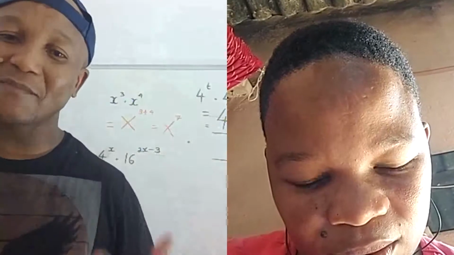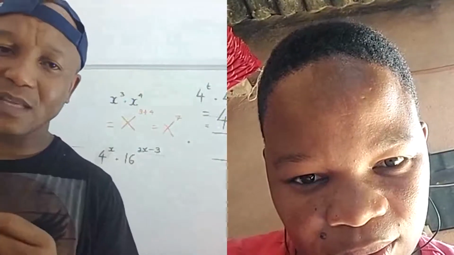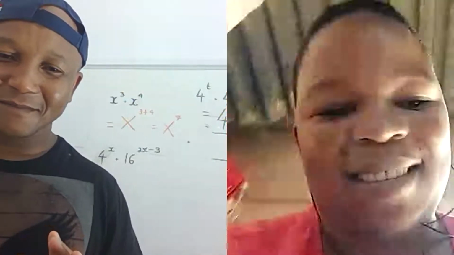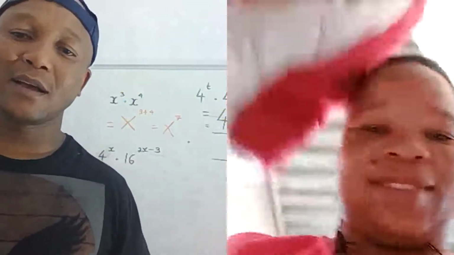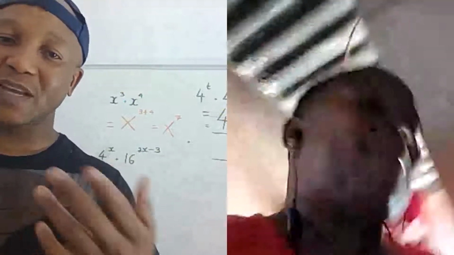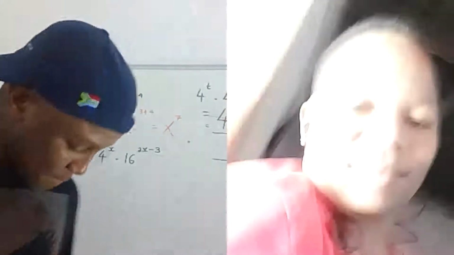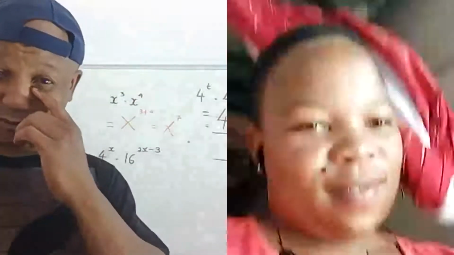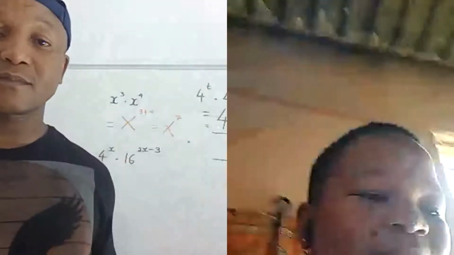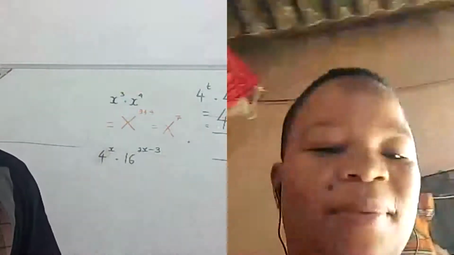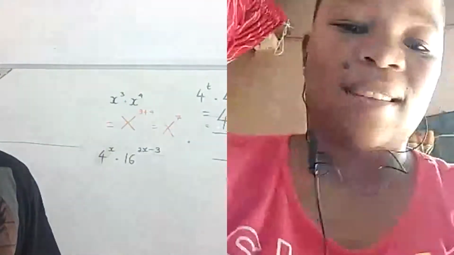Okay, how are we going to make them be the same? Do you have a calculator or you don't have a calculator? I do have a calculator. Okay. You can get your calculator or I can explain to you. You got it, right? Yeah.